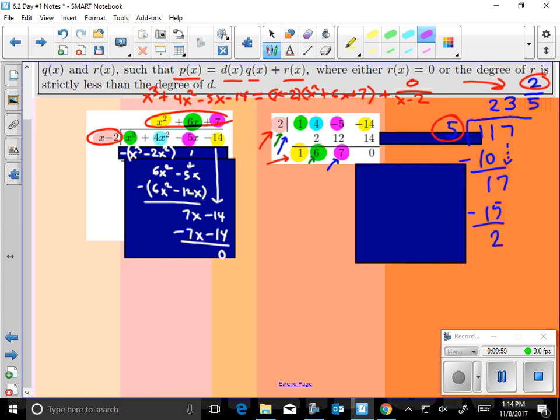You can do polynomial long division using synthetic division. You can actually also do synthetic division with imaginary numbers.